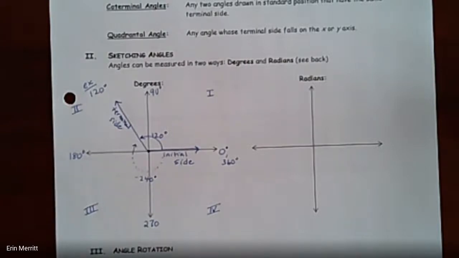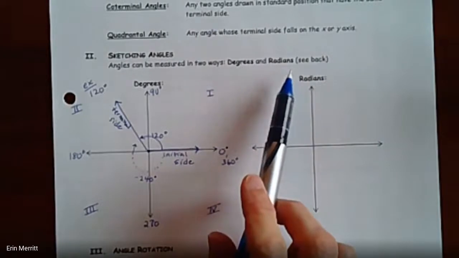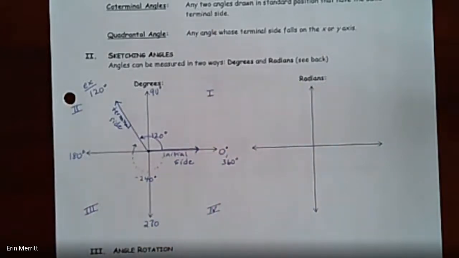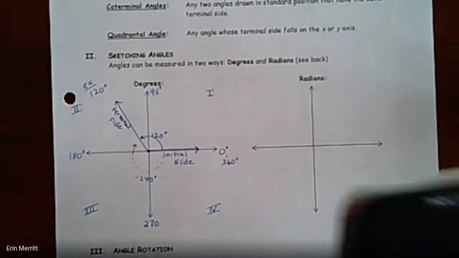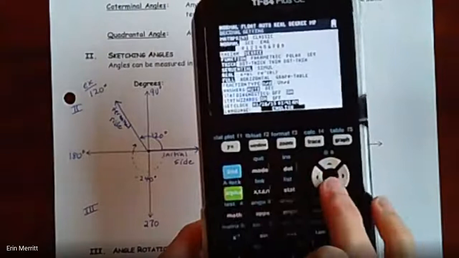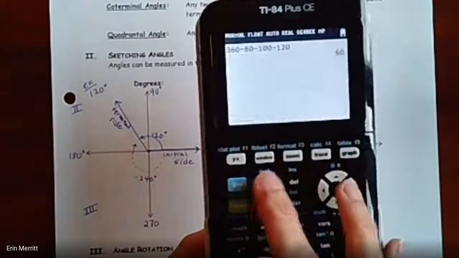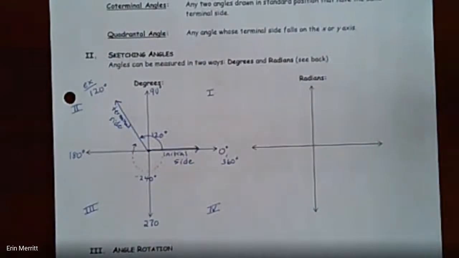So they can be drawn using degrees or using radians. Radians you guys should have learned last year. You might not have a very strong recollection of what they are other than the fact that they're a mode on your calculator. When you go up to mode, there's radian mode and degree mode. We'll talk about that a little bit later. But you do need to learn how to convert back and forth because trig uses mostly radian measure, but we'll get to that in just a moment.